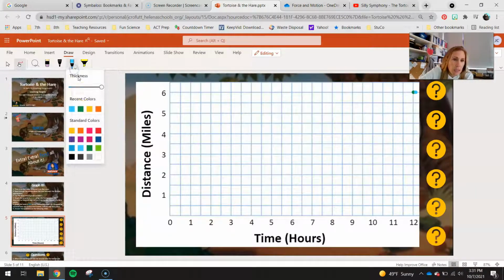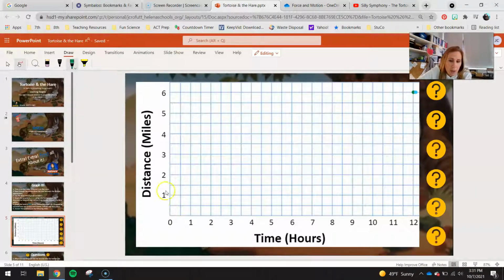So again, he's our green color right here. So here is our first hour right here. In that first hour, he ran a half a mile. Okay, from hour 1 to 2, he also ran a half mile. So he ran from 0.5 to 1 mile.